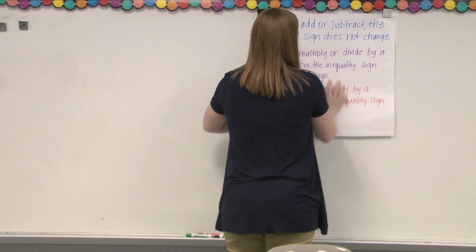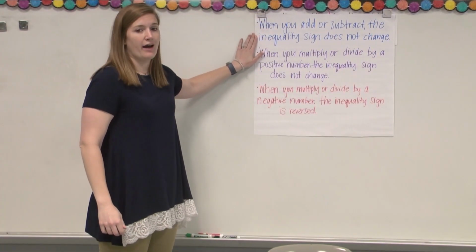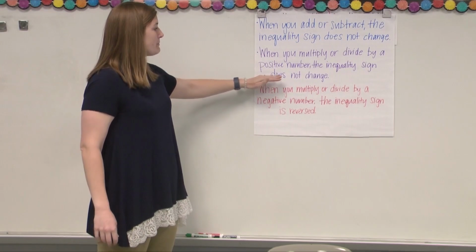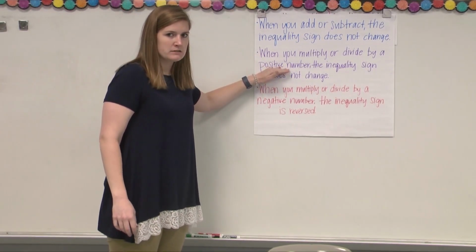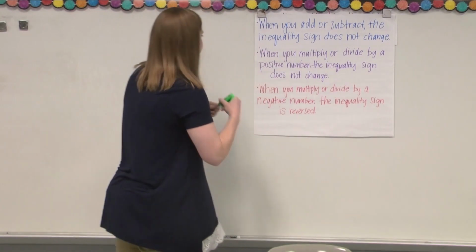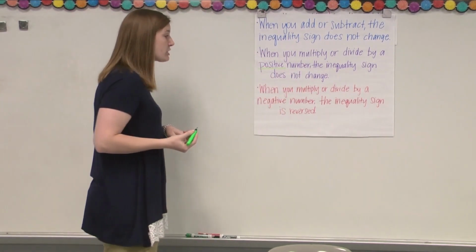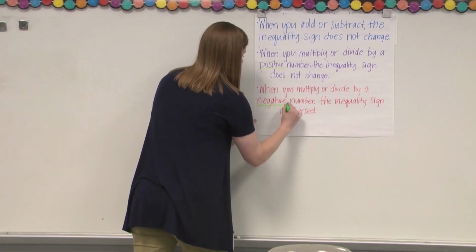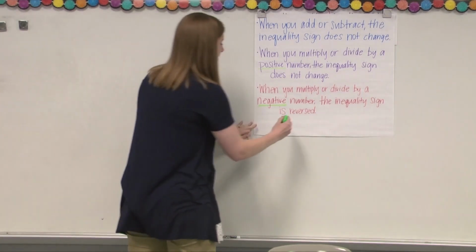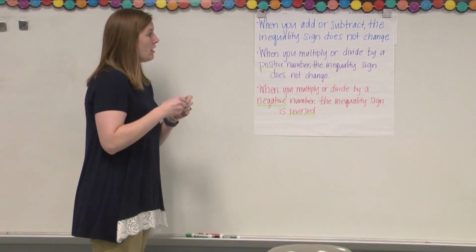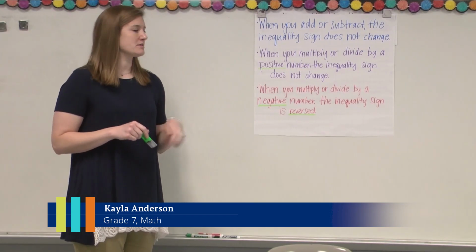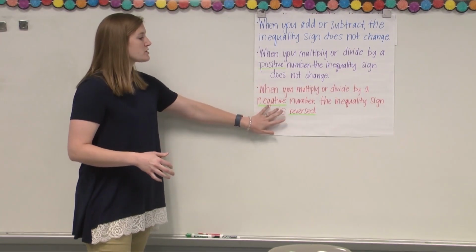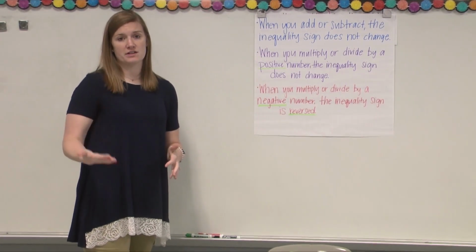So I hope that the pattern that you notice is that when you add or subtract, the inequality sign does not change. When you multiply or divide by a positive number, the inequality sign does not change. However, when you multiply or divide by a negative number, that's when the inequality sign gets reversed around. So adding or subtracting doesn't change the inequality sign. Multiplying or dividing by a positive number doesn't change the inequality sign. It's when you multiply or divide by a negative number that that inequality sign gets reversed.